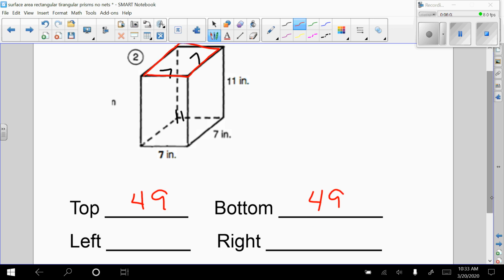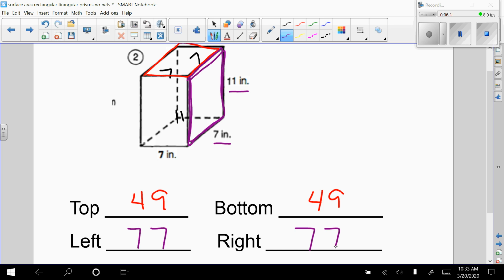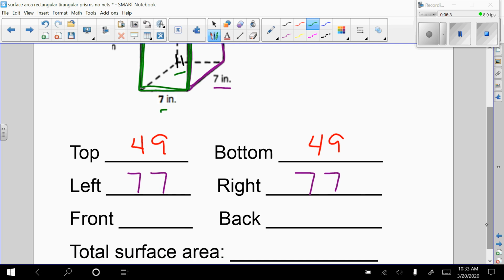Then if I go to the left-hand side, looking at the right-hand side is easier for me to see, so I'm just going to highlight that part here. Here's the right-hand side. It looks like it's 11 by 7. So 11 times 7 is 77. So we'll go ahead and put that in. Then we have to do the front and the back. Well, here's the front. It also is 11 by 7. That means the back is 11 by 7. We can see those things. So those would also be 77 and 77.